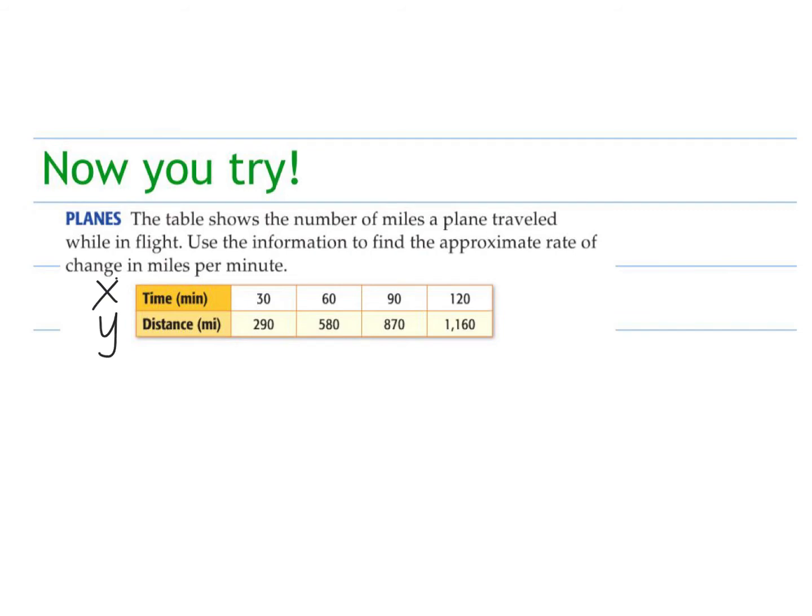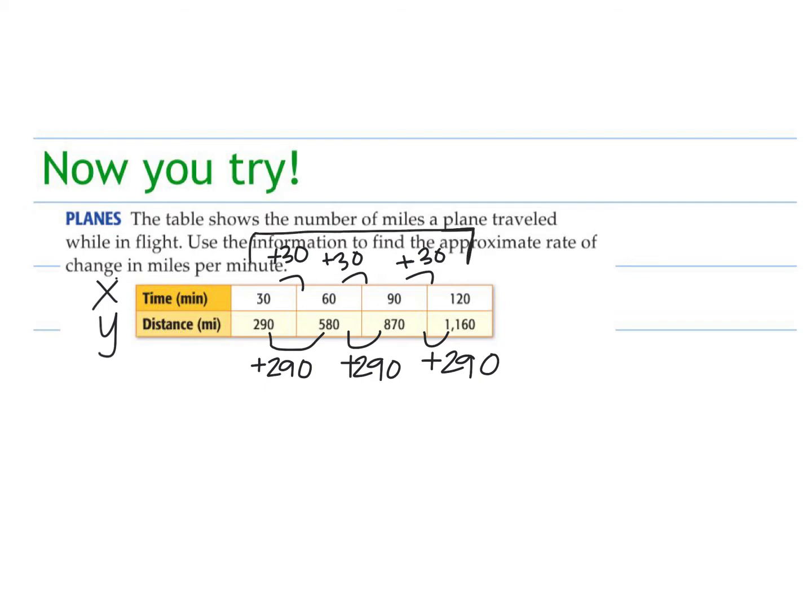So we're going to find the change in y and the change in x. We're going to see that it's going up 290 miles every time that it goes up 30 minutes. If we were to subtract these, you would find the difference was 290. And then we can see that it is going up 30 minutes each time that it is being recorded. And this is a constant rate of change because these are the same number. It's going up 30 minutes every single time, and it's going up 290 miles every 30 minutes.